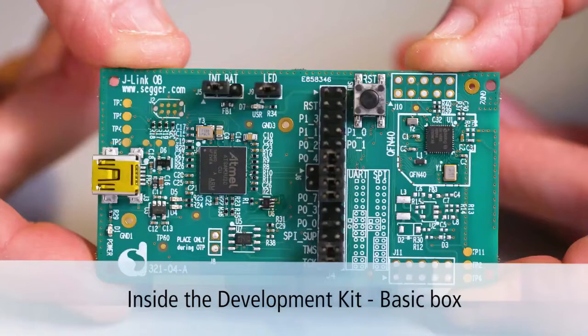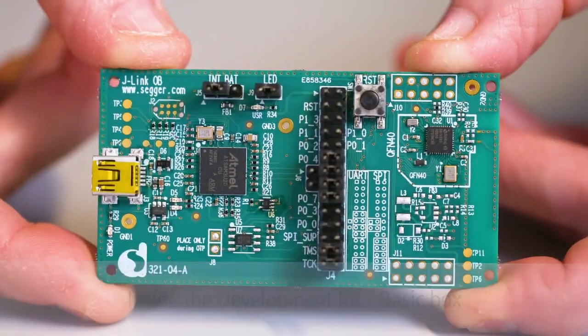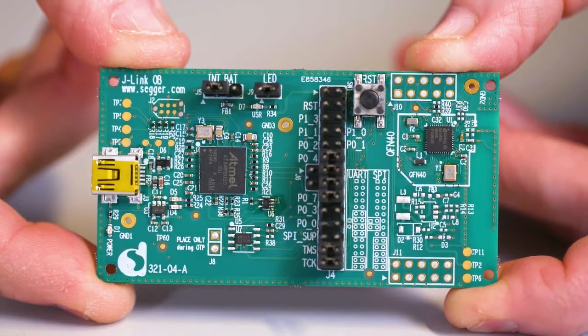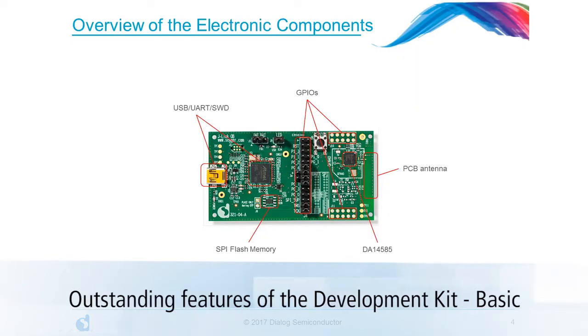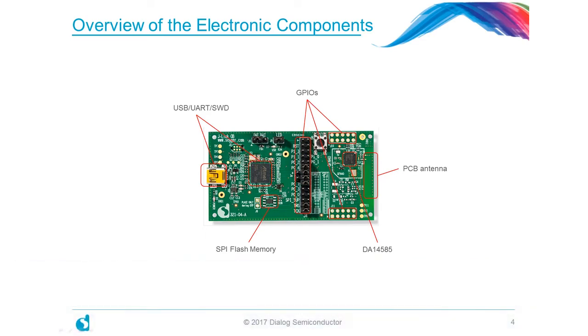Let's first take a look at what you get with the Development Kit Basic. A single basic board containing the DA14585, a mini USB cable, and a coin cell battery. Let's take a closer look at some of the most important features and functionalities of the basic board. A USB UART SWD interface, GPIO connections, SPI flash memory, the mounted DA14585 device, and the PCB antenna.